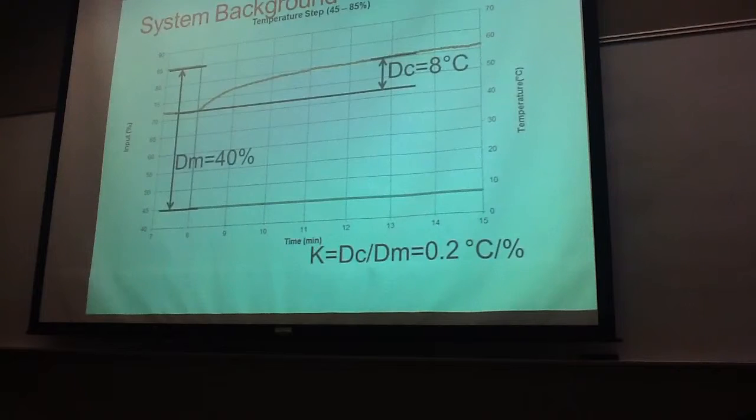This is the same graph, but I left out the DC and the DM from the other slide because it'd be a little too crowded. And the gain is DC divided by DM, which is equal to 0.2 degrees per percent.